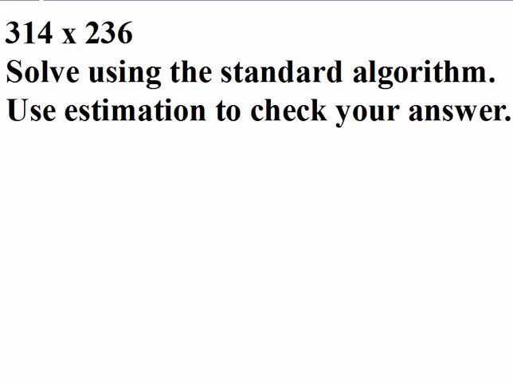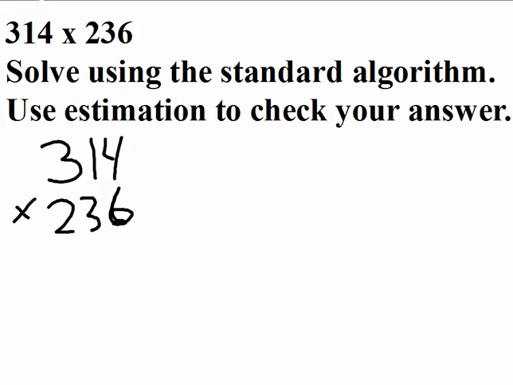It says solve using the standard algorithm and then check using estimation. So here I have 314 times 236. So I multiply. 6 times 4 is 24. Carry the 2. 6 times 1 is 6, plus 2 is 8. 6 times 3 is 18. So now I'm done with that 6. So I'm going to go to my 3. My 3 is in my 10 spot, so I add that 0.